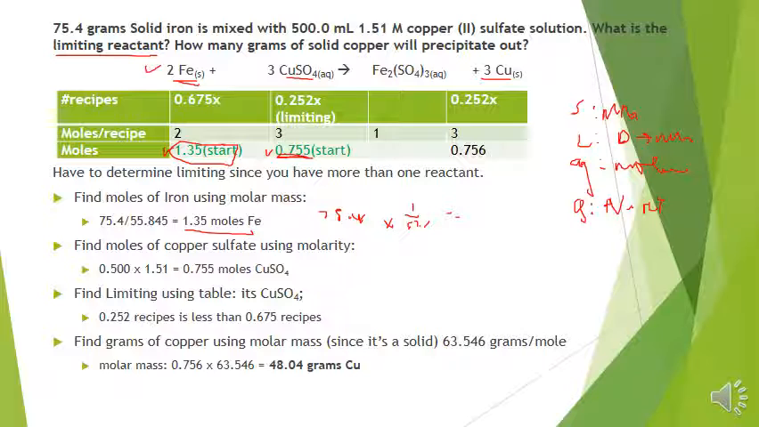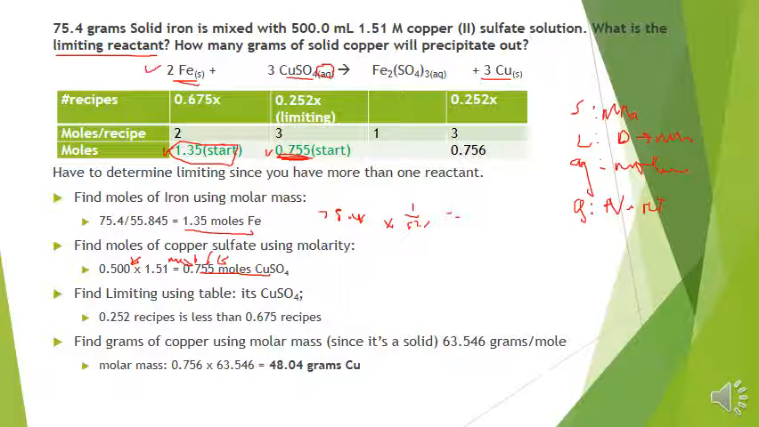So to figure out the moles of copper sulfate, it's an aqueous solution, so what I'm going to use is molarity. I'm given 500 mL. I'm going to change that to liters, so divide by 1,000. So I have 0.500 liters, and the molarity is 1.5 molar, which is moles per liter. Then you multiply, the liters cancel out, you're left with moles. And that's how you get this number here.